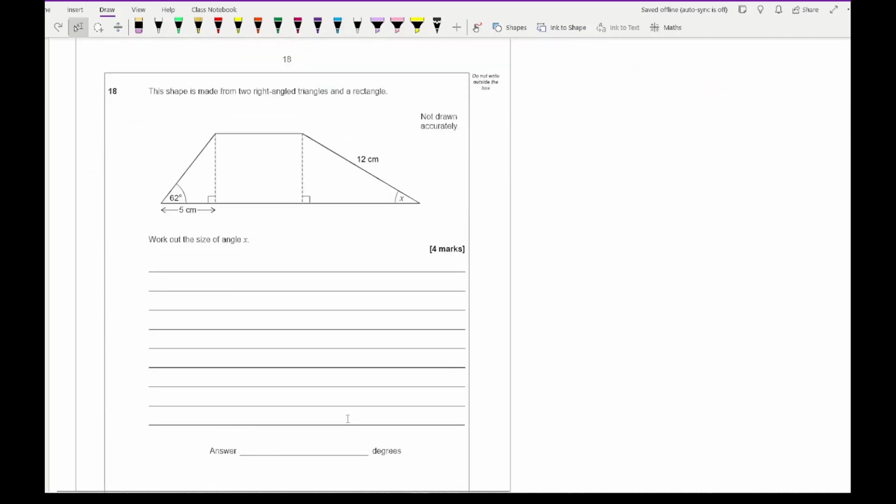Then moving on to question 18, it says this shape is made from two right angled triangles and a rectangle. Work out the size of angle X. Now in terms of angle X, you can see that that forms this triangle. So in order to work out X, I need to work out what either this length here is or what this length here is going to be. Obviously this length here is going to be the same as this length here. There's going to be equal length.